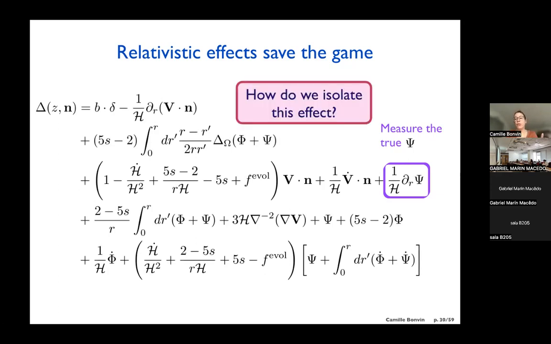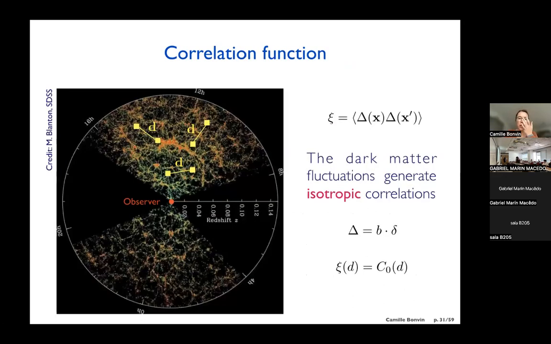Now, of course, in order to be able to do that, we need a way to isolate this effect from the rest, because when we measure the clustering of galaxies, we are sensitive to the sum of all these terms. So if we want to use one of the terms to test gravity, we need a way to isolate this term. And luckily, we can do that by looking at the correlation function and at the fact that the correlation function has different features depending on the different terms we are looking at.